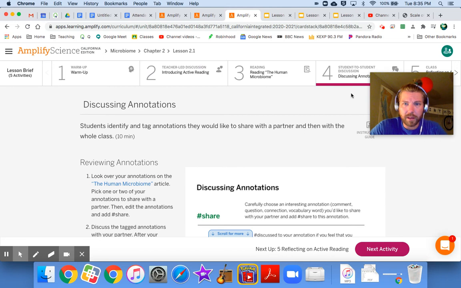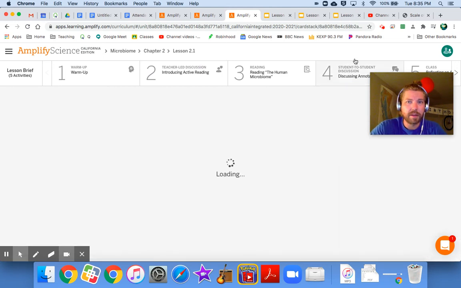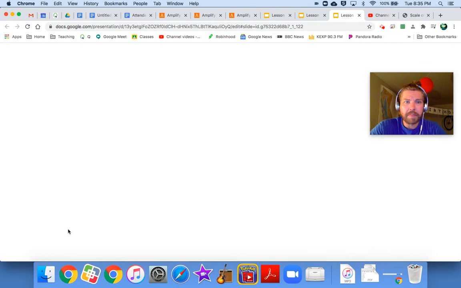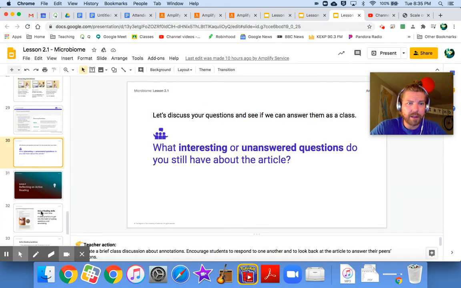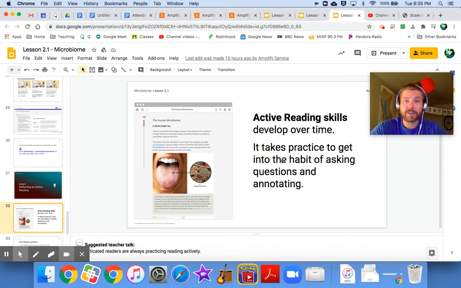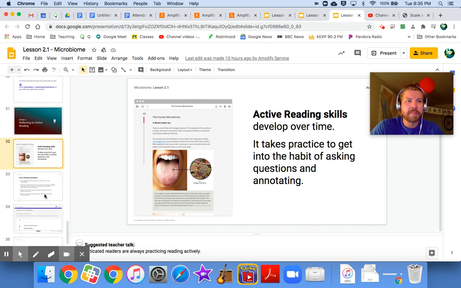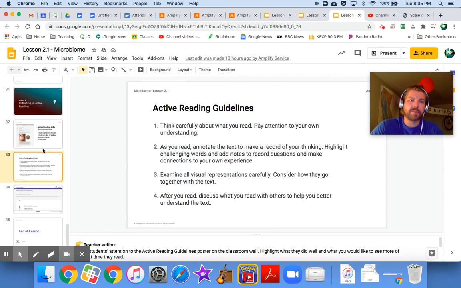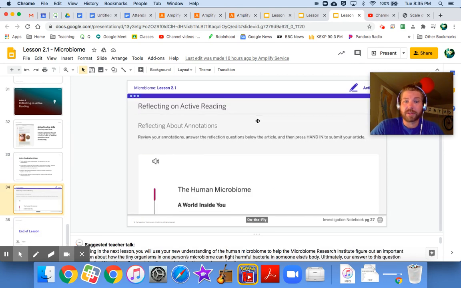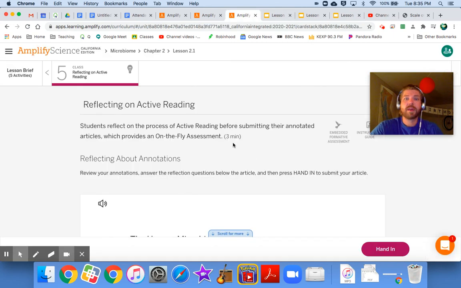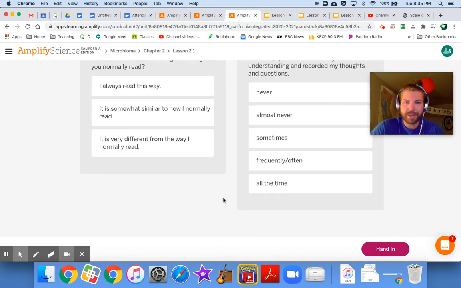And let's see, we're clicking through to the next activity. We're almost to the end here, people. Reflecting on active reading, activity number 5. Let's talk about this first. Active reading skills take practice, because we're reading critically, actively, writing notes, making sure we're understanding what we read. And if we have questions, that's fine. Just make sure you write it down so we can talk about it later. Our guidelines, we already talked about those. So for number 5, what it wants you to actually do is say, did you do these things?